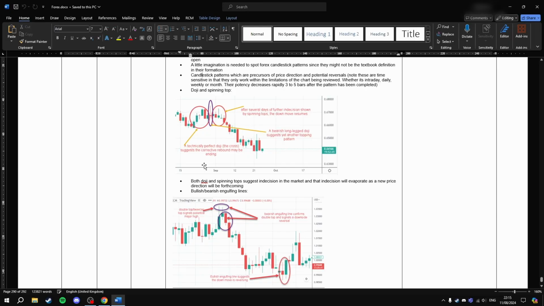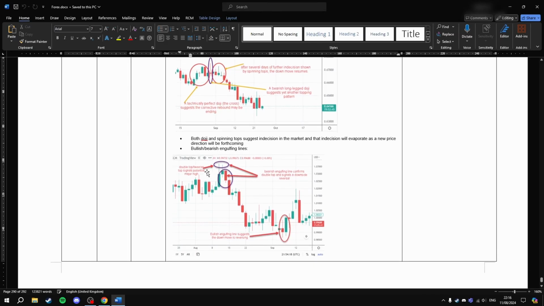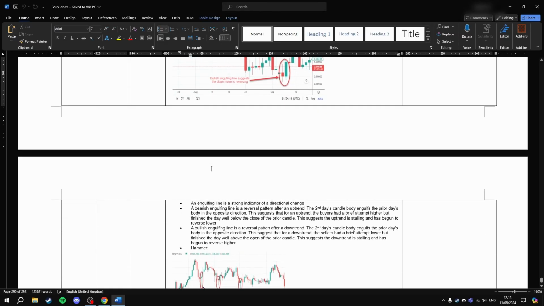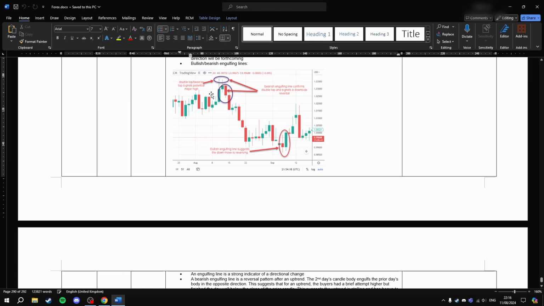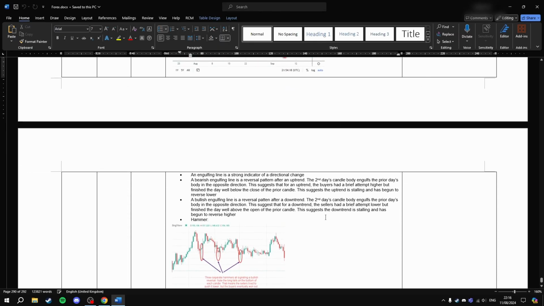So with some common candlestick patterns, we've got a doji and spinning top. Looks like this. Both doji and spinning tops suggest indecision in the market, and that indecision will evaporate as a new price direction will be forthcoming. We then went through the bullish and bearish engulfing lines. An engulfing line is a strong indicator of a directional change. Bearish engulfing line is a reversal pattern after an uptrend. The second day's candlestick body engulfs the prior day's body in the opposite direction, so a green one engulfing a red one, or a red one engulfing the green one. It engulfs the prior day's body in the opposite direction.